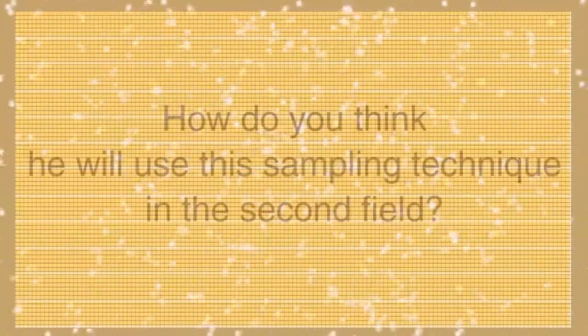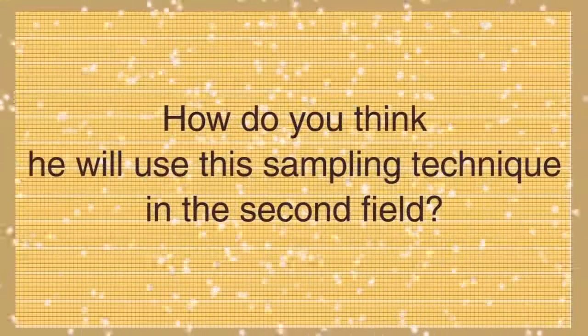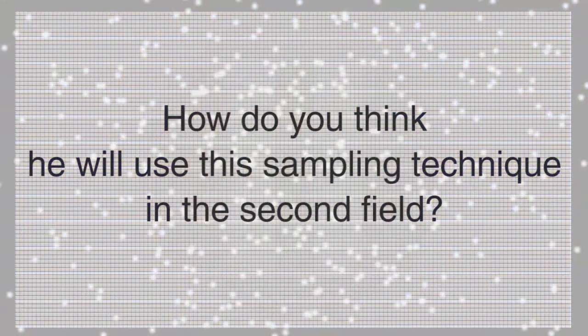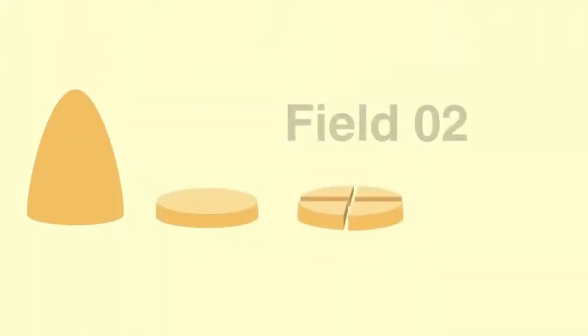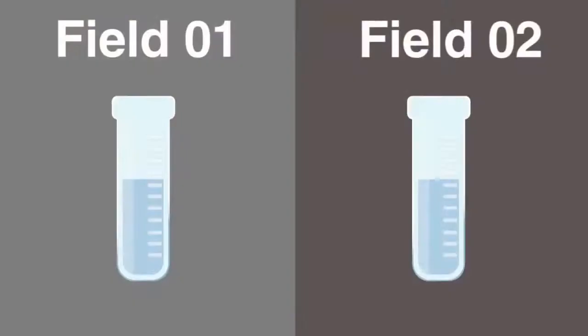How do you think he will use this sampling technique in the second field? Pause the video and think about this. Resume when ready. The answer is that the process would be repeated in the second field and the 2 fields compared. Comparison of laboratory samples from the 2 fields will tell the farmer if there is a discrepancy in the fertilizer mix between the 2 fields.